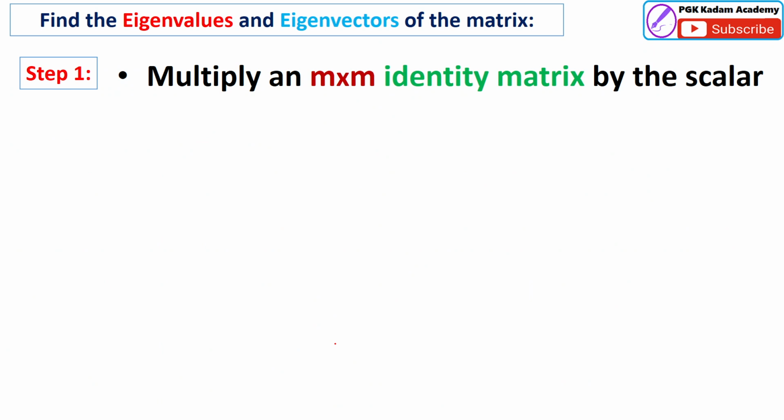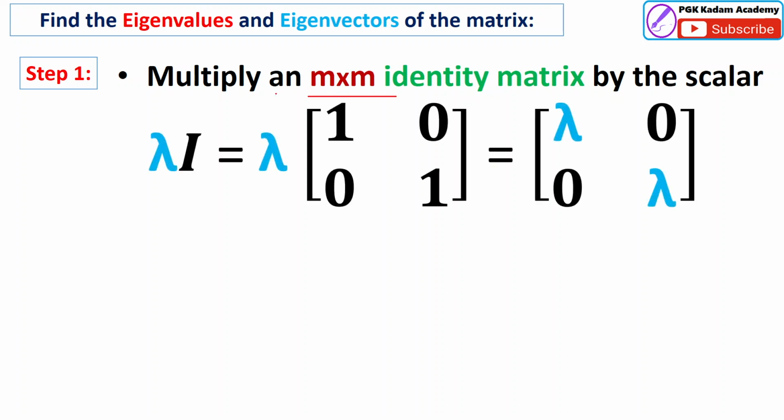So friends, step 1: multiply the identity matrix by the scalar. Here the scalar value is lambda. It is multiplied with the identity matrix 1 0, 0 1, which gives lambda 0, 0 lambda.